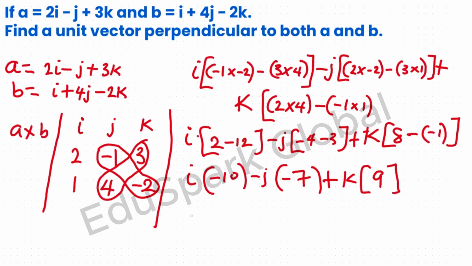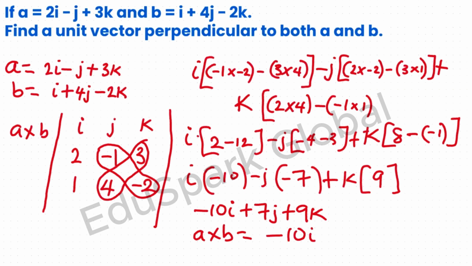Then we'll have -10i, minus j multiplied by -7 gives us +7j, k multiplied by 9 gives us +9k. Therefore, the cross product of A and B is -10i plus 7j plus 9k. So we've gotten the product.